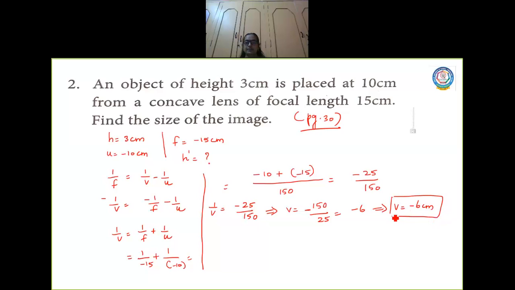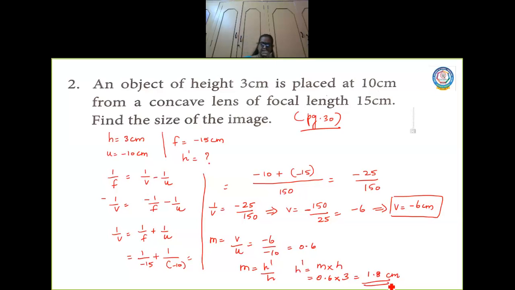So if it is going to be minus 6, then what is the nature of the image? Virtual and erect. And I will find out the magnification. Magnification will be v by u. Minus 6 divided by minus 10, which is 0.6. Magnification is also h dash by h. So h dash will be m into h. m is 0.6. h is already given. h is 3. So 0.6 into 3 is 1.8 centimeter, which is the value of h dash.